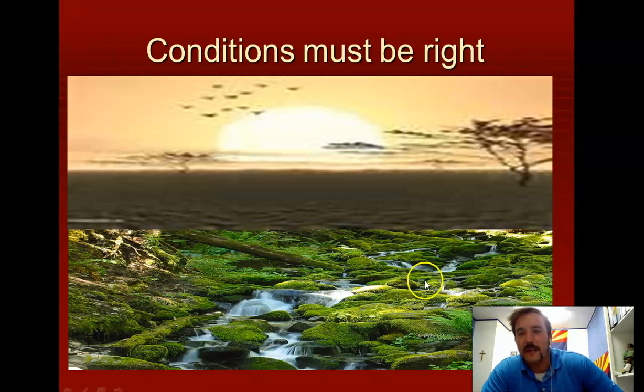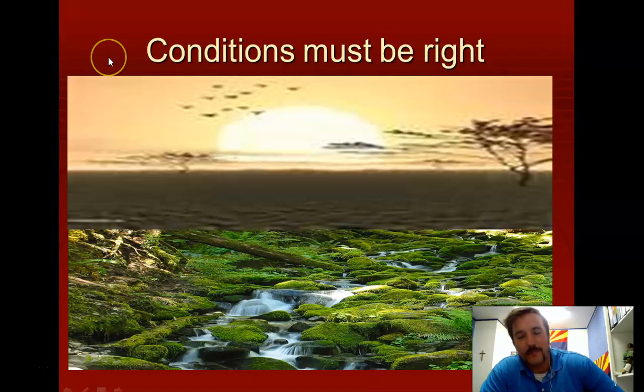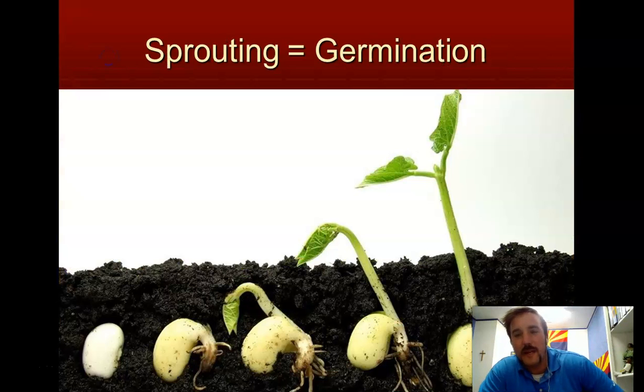You can see a lot of greenery, which means they're getting those three things. They're getting water. They're getting sunlight. They're getting plenty of air and plenty of sunlight. Here, they're not getting water. That's why you're not seeing any plants. That's why you're not seeing any seeds germinate or sprout. The conditions have to be right in order for a seed to sprout or germinate.